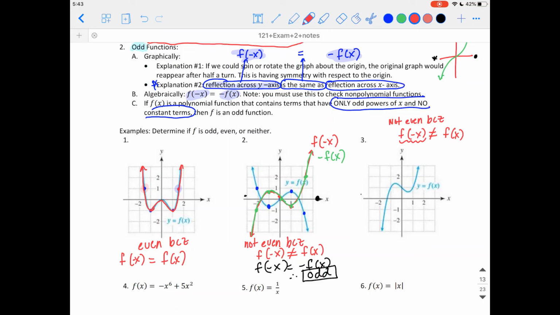Okay, so for odd, I need to do the reflection across the y-axis. So here I go, very slowly. If I'm going to reflect across the y, this right here turns out to be right here. This point is going to stay right there. This point right here is going to end up over here. Again, I'm reflecting across the y-axis. And then this point here turns out to be over here.